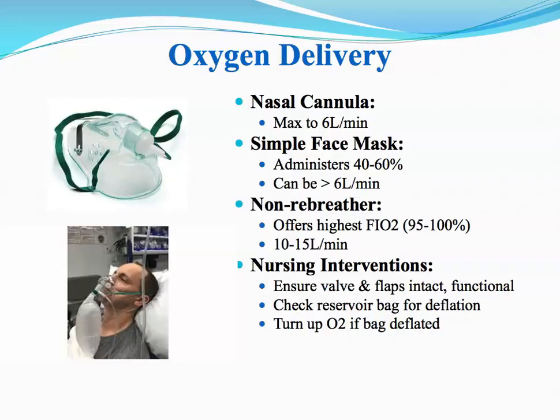A non-rebreather is going to be the thing that offers the highest level of oxygen delivery. So this can be given at 10 to 15 liters per minute. So if you have a patient who is acutely declining with their respiratory status, they might need a non-rebreather. With your general interventions, you need to ensure that the oxygen is set appropriately and make sure that you are checking a reservoir bag for deflation with your non-rebreather. So this image here is a non-rebreather. If you see that it's deflated, then the oxygen is not turned up high enough.